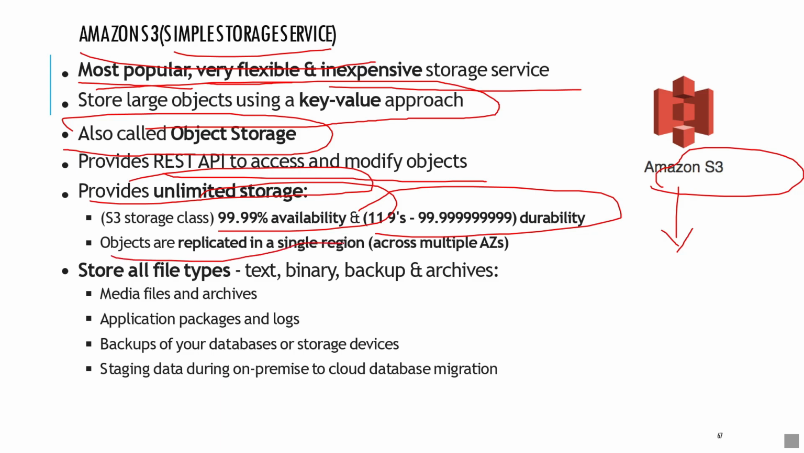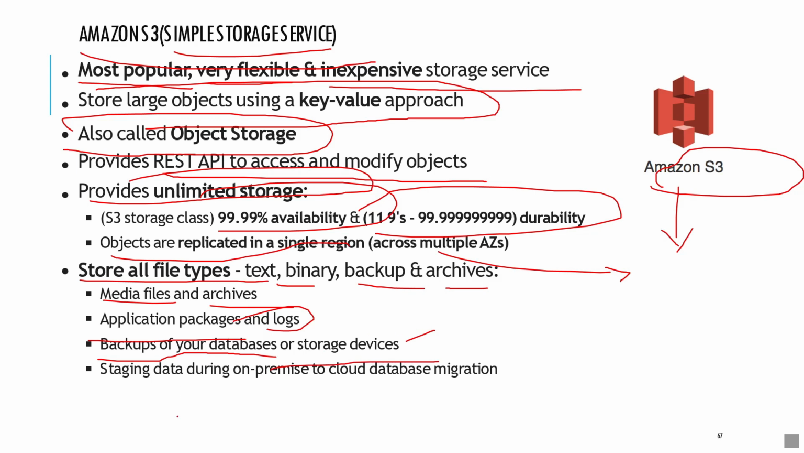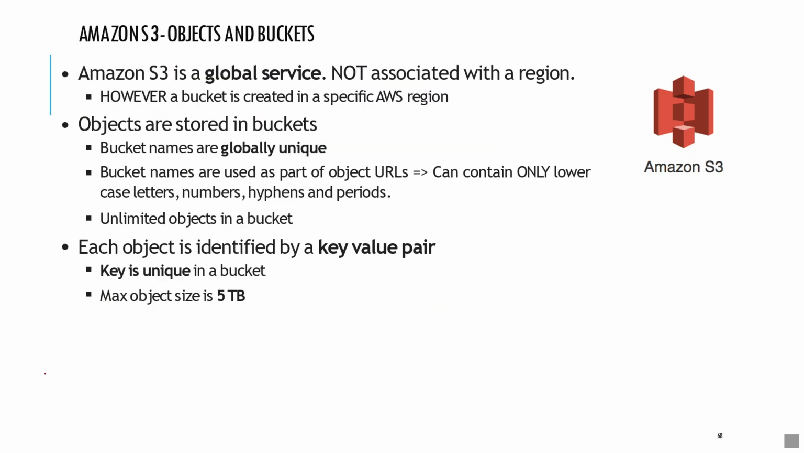The objects are replicated in a single region, but across multiple availability zones. Even if something happens to our storage in one zone, it can be accessed from multiple availability zones. It can store all types of data like text, binary, backups, archives, media files, application packages, and even system logs. We can take backups of our database and storage devices like HDD, SSD, and if you want to move on-premises data to the cloud, then we can use Amazon S3.